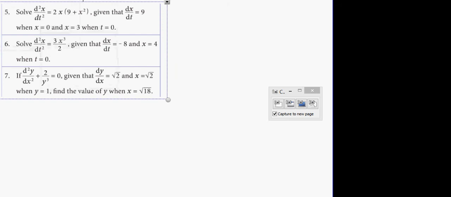Okay, first question. Solve d²x/dt² equals 2x(9 + x²), given that dx/dt is 9. Okay, so dx/dt is 9. What we're going to do first and foremost is use the chain rule.